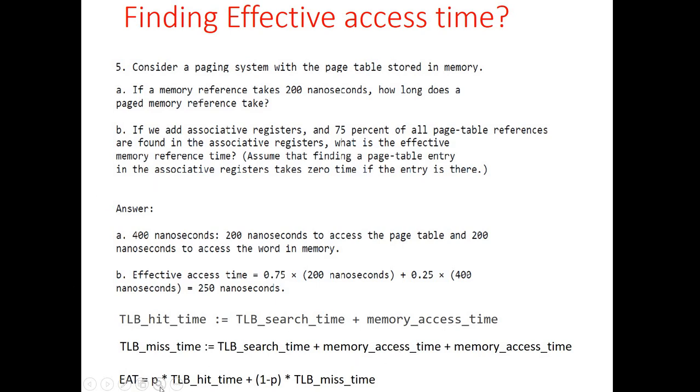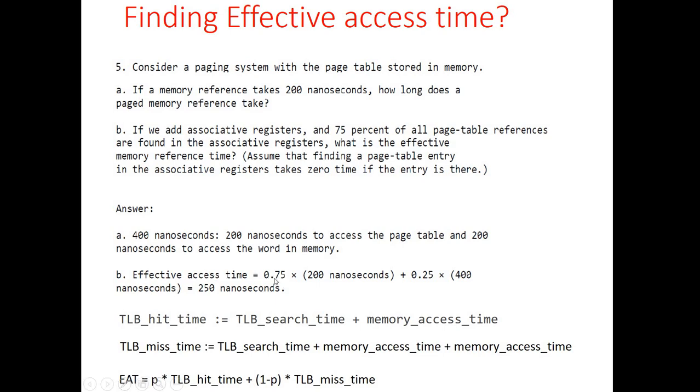The effective access time is calculated as P into TLB hit time plus 1 minus P into TLB miss time. Here in this problem we have given 75% of all page table references are found in the associative register. That means 75% of the time we have TLB hit. Remaining 25% of the time we have TLB miss. So we substitute those values in the effective access time calculation.